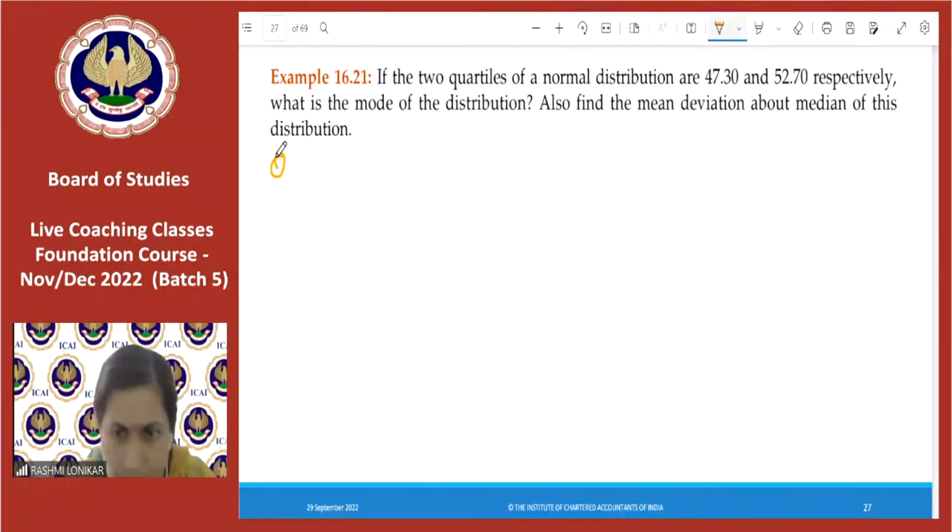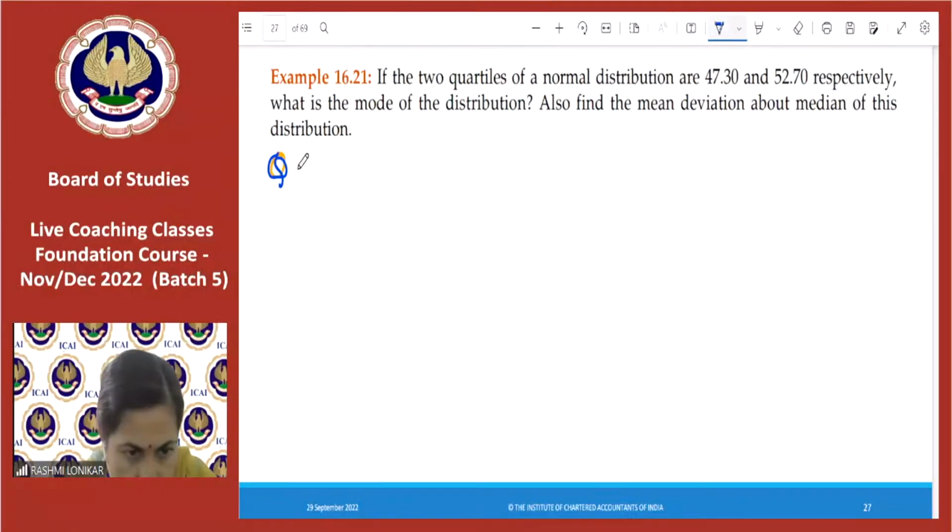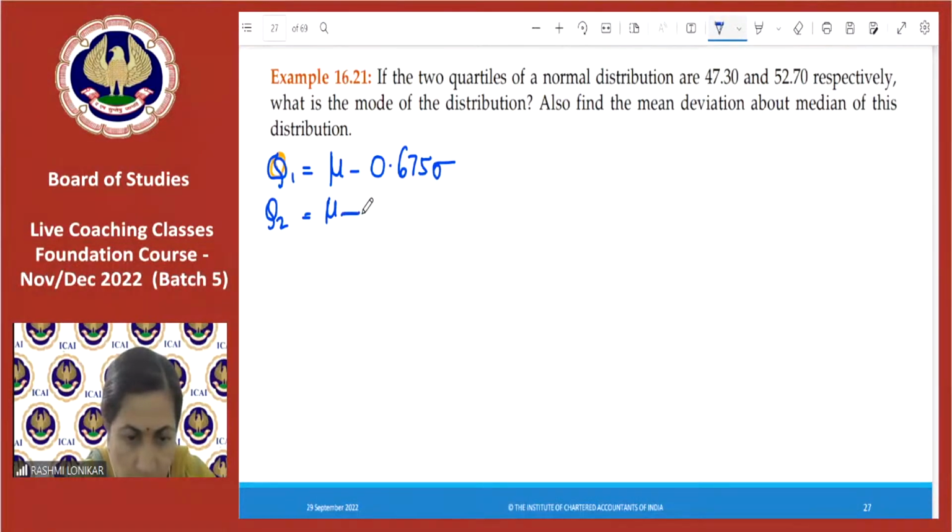Q1 is equal to mu minus 0.675 sigma, and Q3 is equal to mu plus 0.675 sigma. Okay. Now we have been given the values. This is Q1, this is Q3. What is the mode?